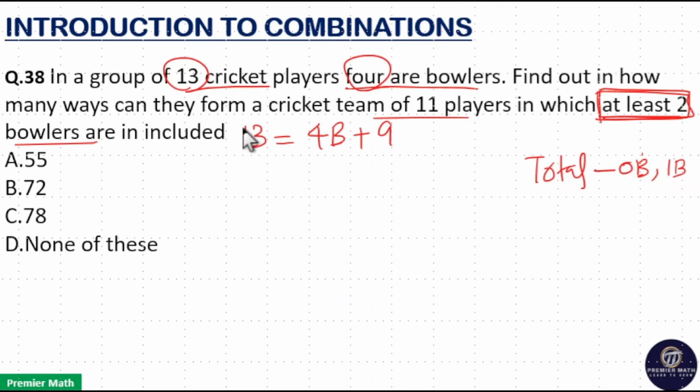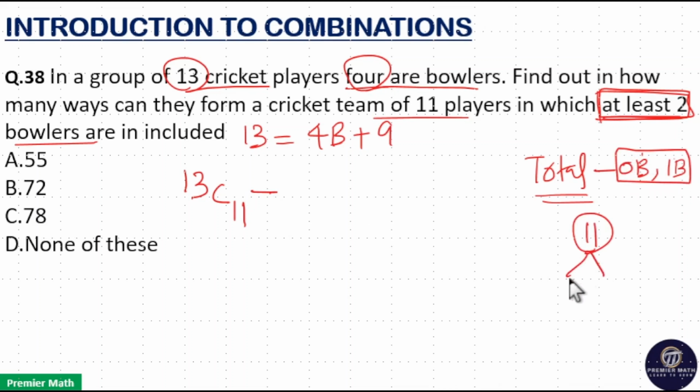So calculate the possibility of 0 bowlers and 1 bowler, then subtract these possibilities from the total possibilities. Total possibilities means we have a total of 13 players available, out of which we should form a team of 11. So 13C11 is the total possibilities. Now subtract the possibilities of 0 bowlers and 1 bowler from it. If you are forming a team of 11 and selecting 0 bowlers, it means the remaining 11 are non-bowlers. So subtract this possibility from this 13C11. And if you are including 1 bowler, then the remaining 10 are non-bowlers. Then you should also subtract these possibilities from this 13C11.